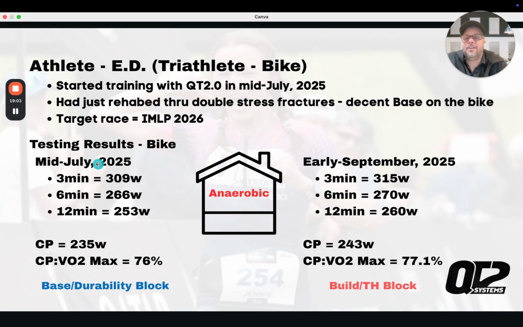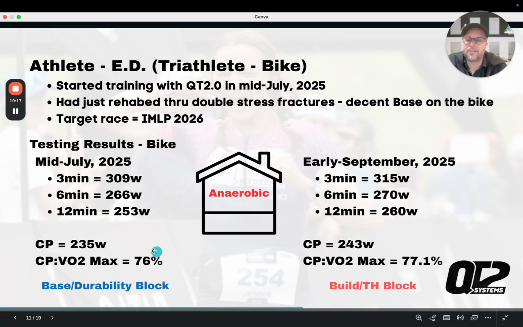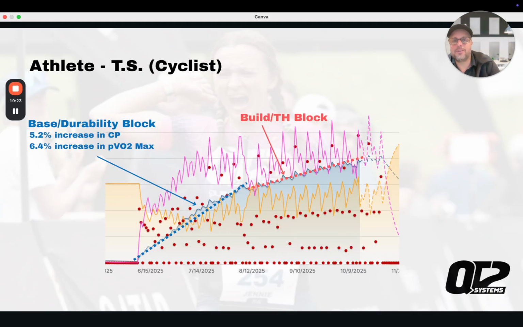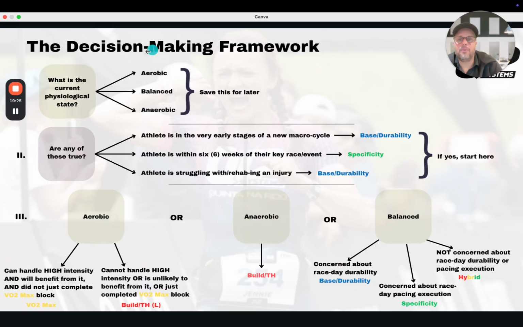So in mid-July, initial testing results were 3 minute 309, 6 minute 266, 12 minute 253. Came back with a critical power of 235 watts, critical power to VO2 max ratio of 76%, which would put her in an anaerobic state. But if we go back to our decision-making framework, we understood that she was in an anaerobic state. We put that to the side. Now we go through here.